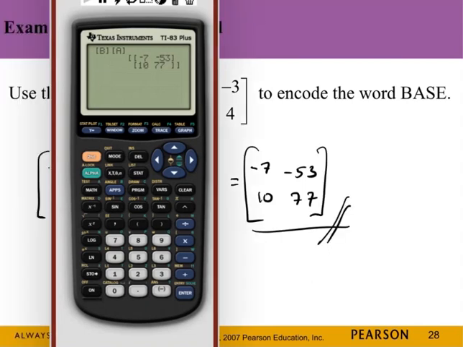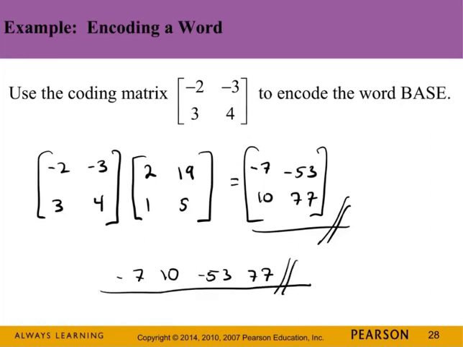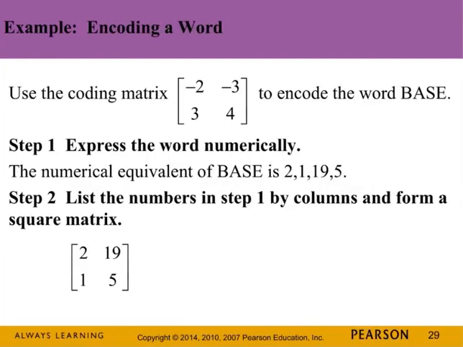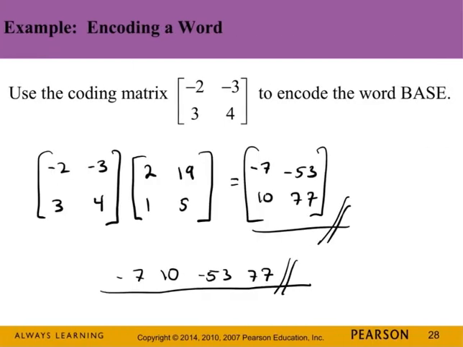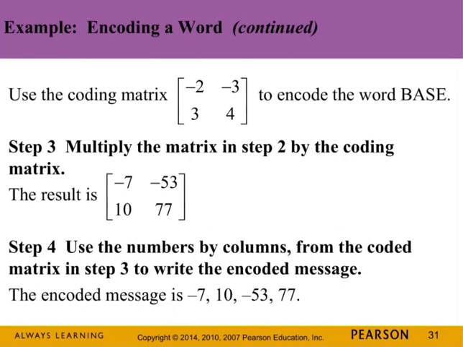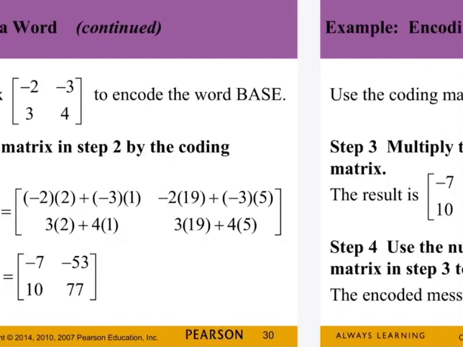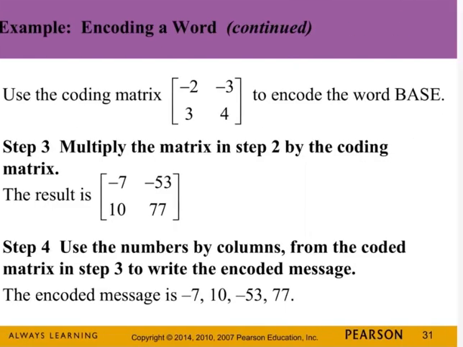So then to decode it, I think we take it column wise. So then our code would be -7, 10, -53, 77. Okay. So then that would be the code that we would give. It looks like a random string of numbers, right? Anybody that would get that, it wouldn't make any sense without the coding matrix, right? Okay. And you see it here. -7, 10, -53, 77. Okay. That looks good. All right.